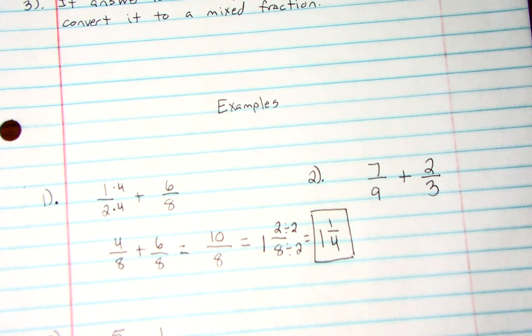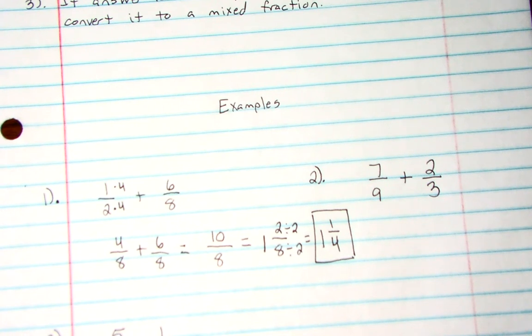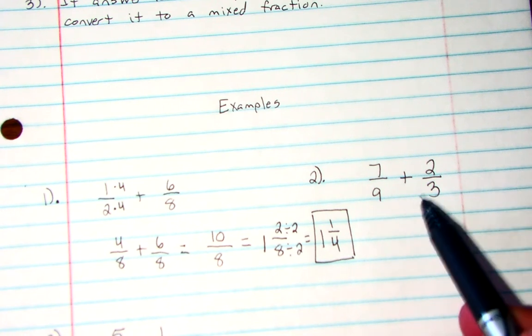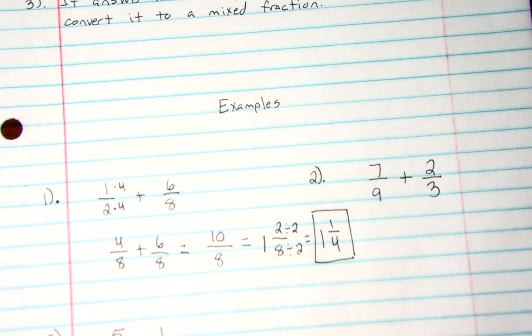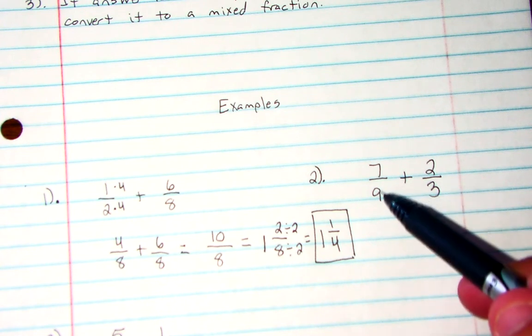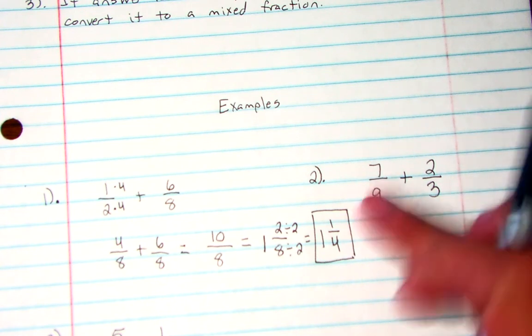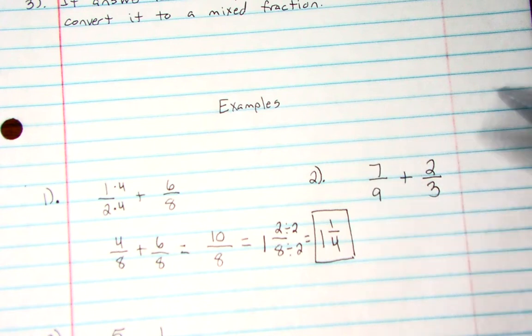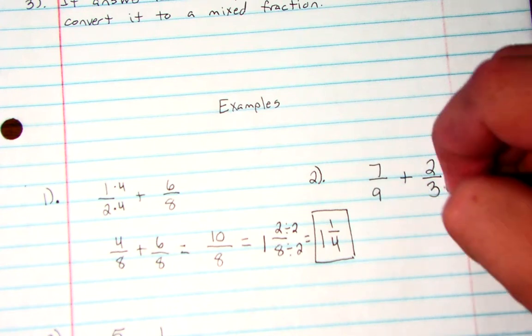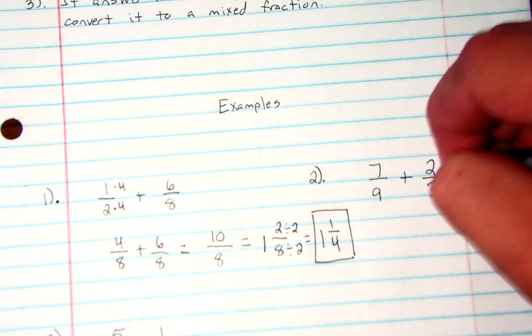Okay. Let's try another example. Let's look at number 2. 9 and 3. Those are our denominators. They're not the same. But what number will both 9 and 3 go into evenly? They will both go into 9. So since this denominator is 9, I'm not going to touch that fraction, leave it alone. How many times can 3 go into 9 evenly? Well, 3 times, so let's multiply by 3.